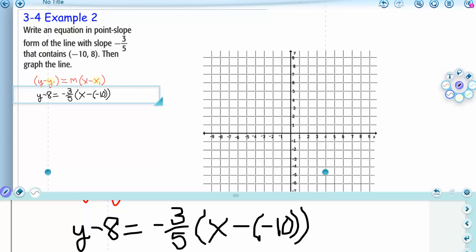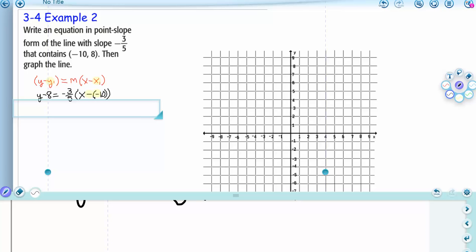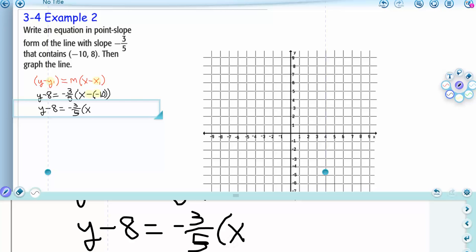So all I have left to do now is clean up. If you have any double signs, for example, I have a minus and a -10 here, that can be changed to a plus. So I'm going to clean that up and rewrite this as y minus 8 equals -3/5 times x. Now minus -10, add the opposite. That changes to a plus. So two negatives makes a positive, right?